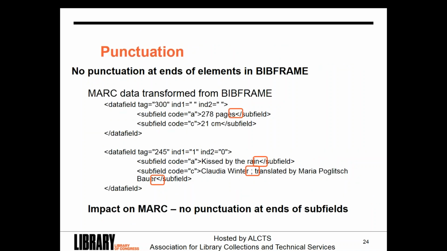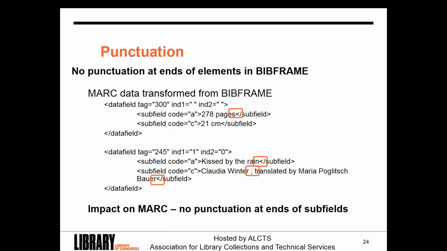And another issue that we've dealt with, we'll be dealing with, and some people would call it positive because we are eliminating a lot of punctuation. There's no punctuation at the end of elements in BibFrame. So in the first example of the 300, in a MARC field, you would have, I believe, a colon after pages in a MARC record. But this one has been transformed from BibFrame, so it has no colon, because the punctuation is eliminated.